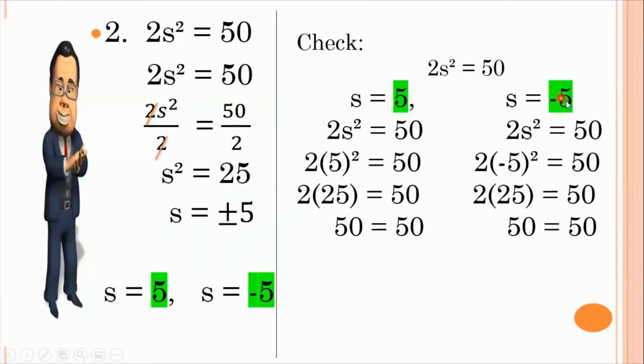Then the other one. So if s is negative 5, substitute negative 5. So 2 times (negative 5) squared is equal to 50. So negative 5 times negative 5 is 25. Then 2 times 25 is 50. 50 is equal to 50. So our solution is correct. 5 and negative 5.